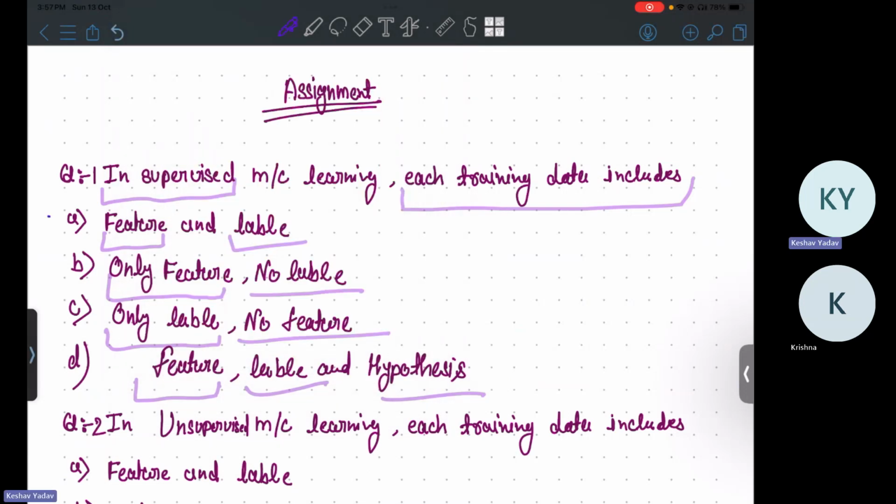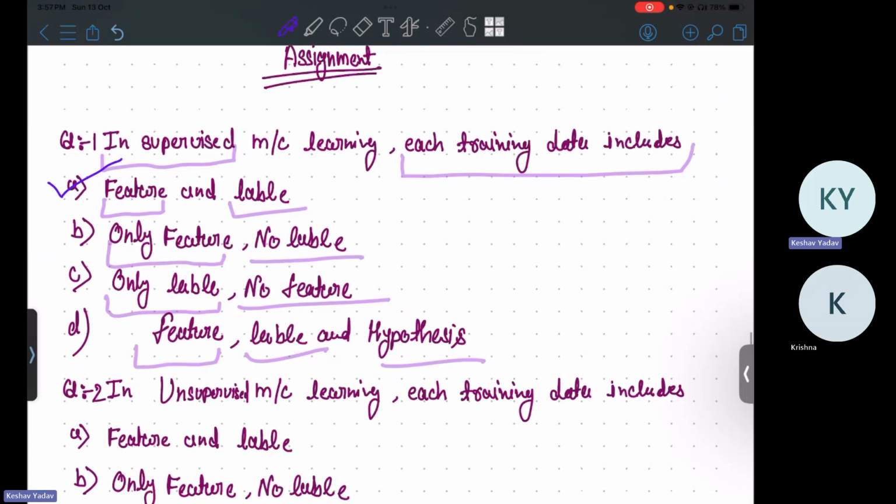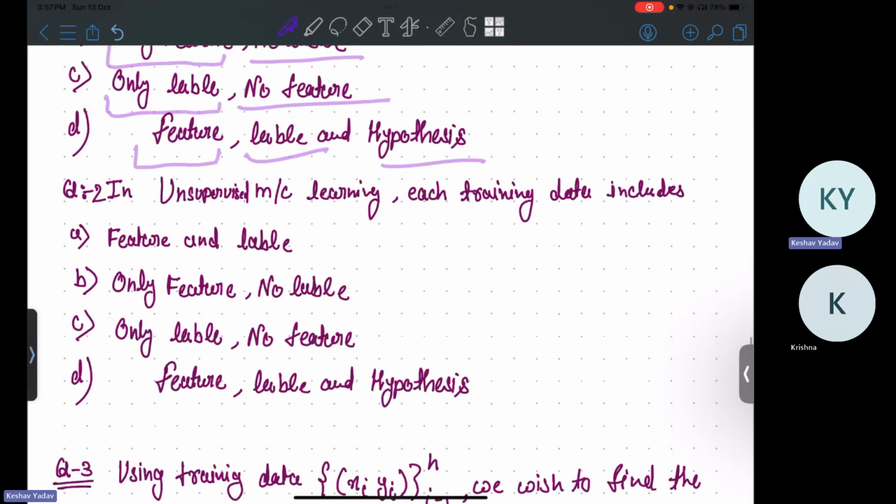So this will be my correct answer. Supervised machine learning uses both features and label. Similarly, unsupervised machine learning uses only features, no label, to find the structure in the training data.